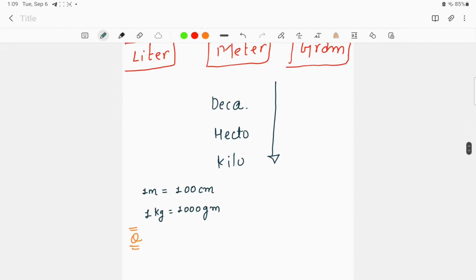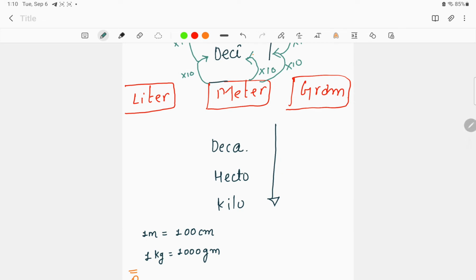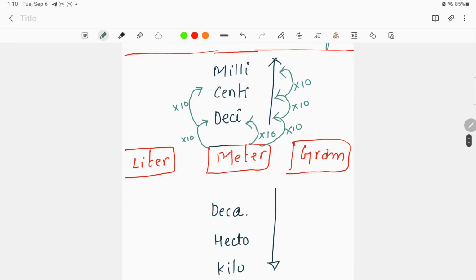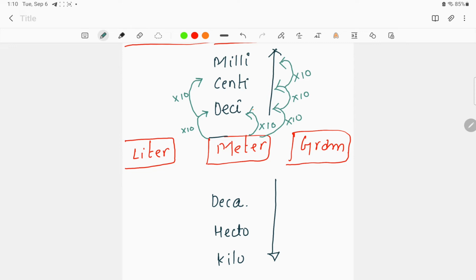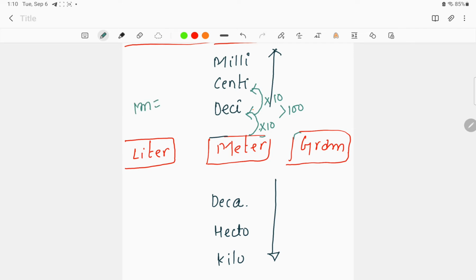For understanding this, let us take an example. We are converting 1 meter into centimeter. For that, how many steps do we follow? Meter to deci first, right? Then deci to centi. Meter to deci, deci to centi. It means we follow 2 steps, 2 ladders, so we multiply by 10 into 10. To convert 1 meter into centimeter, we multiply by 100, since 10 into 10 is 100. So 1 meter is equivalent to 100 centimeter. This is how we convert these.